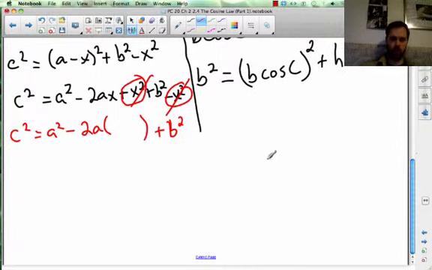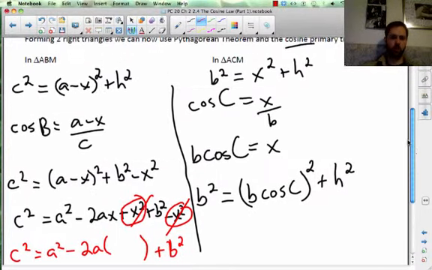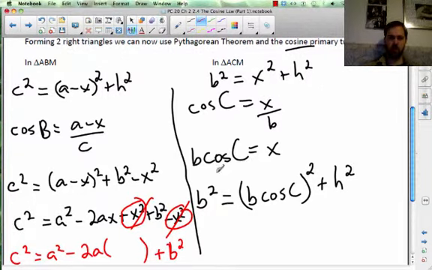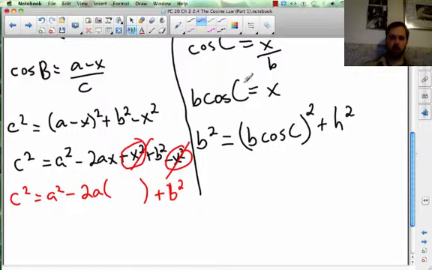And x, of course, we can rewrite in terms of this. So b cos c, x is equal to b cos c. So then we write b cos c right there. And then we have plus b squared. So here is basically your cosine law.